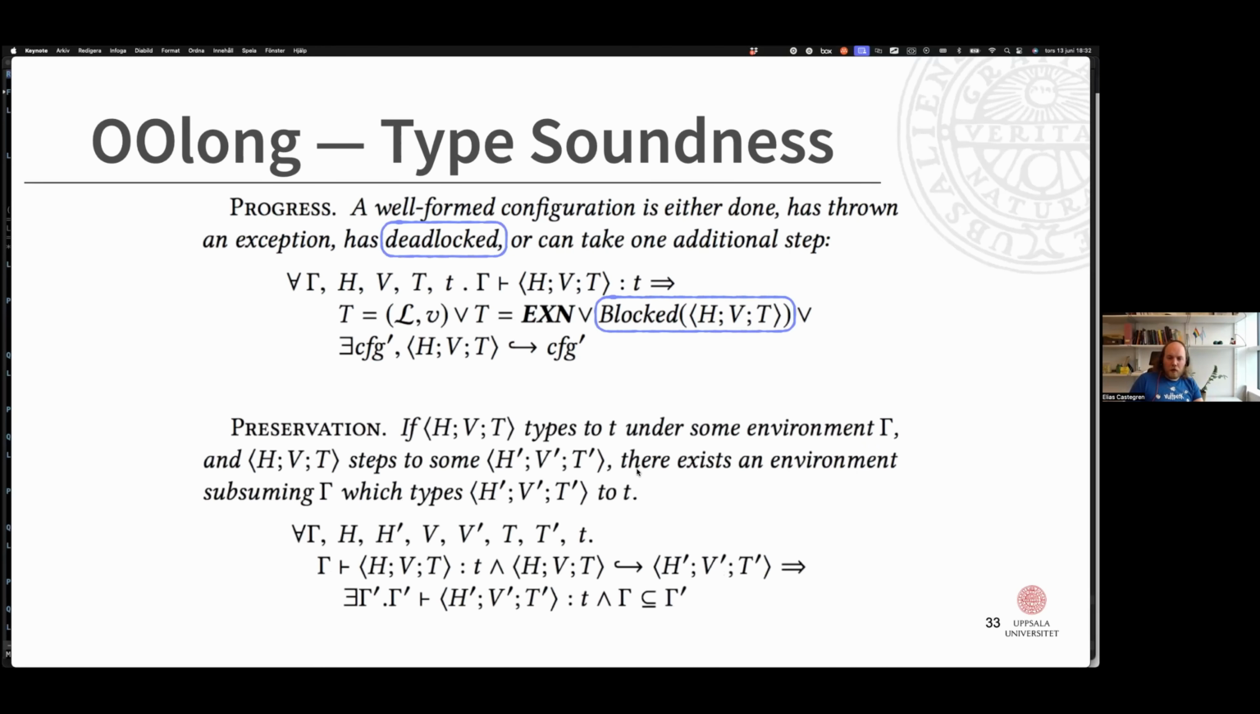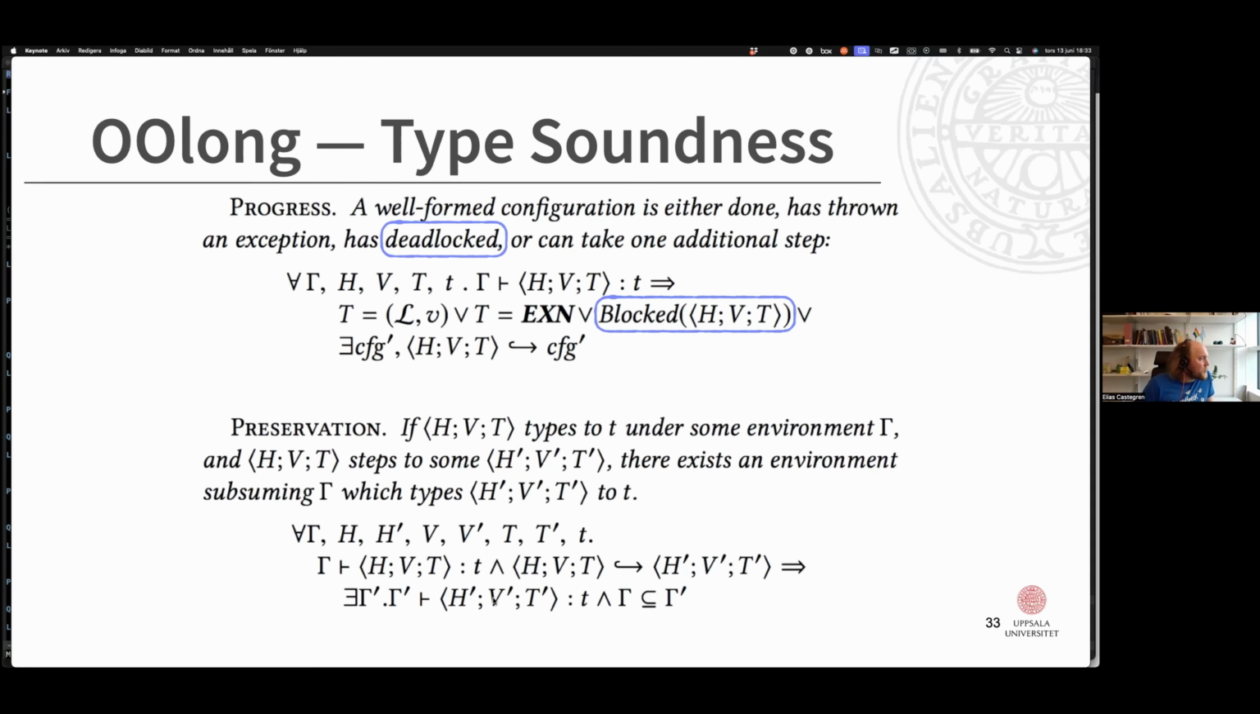Preservation is also mostly standard. It says that if we have a well-formed configuration and that configuration can step to another configuration, then there exists some environment gamma prime that subsumes the original gamma such that it types the whole thing. And this is again to do with the fact that we're keeping all the variables around.